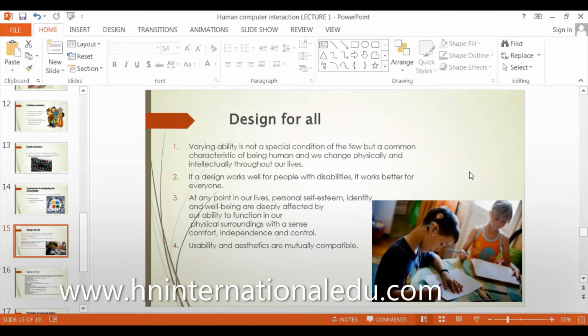But let's take an example. What if I remove the stairs or the ladders? There is no way to reach the roof. Now both are disabled, although one has legs and one does not, but both are disabled. Why? Because the transport is gone.